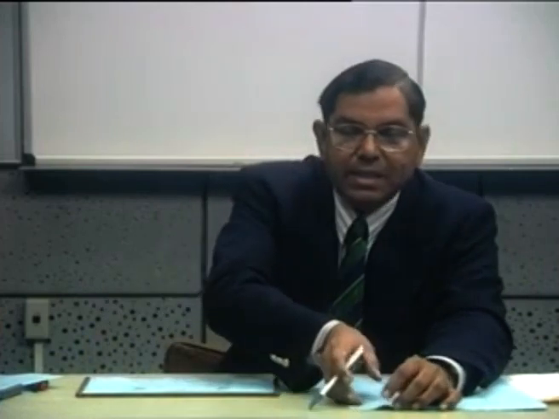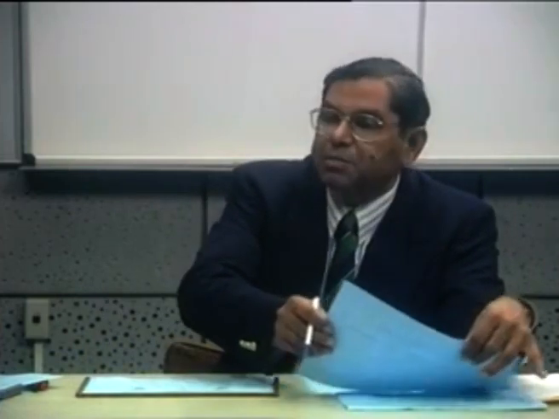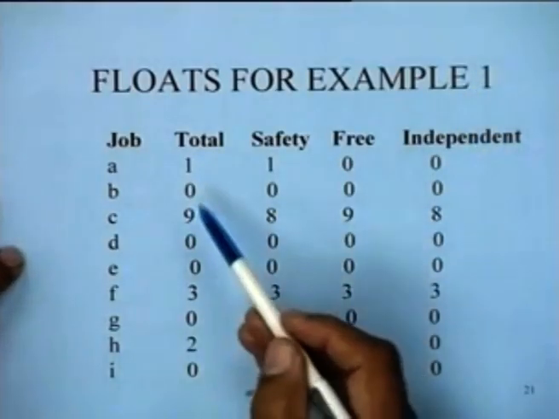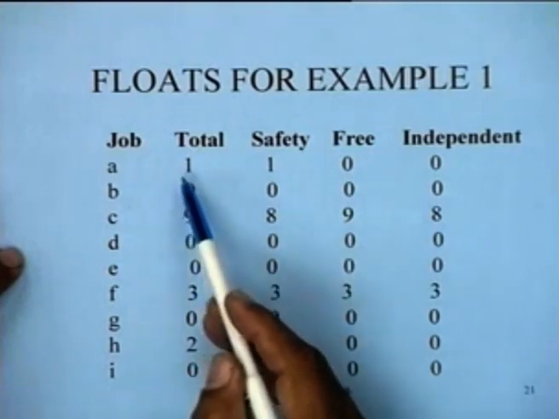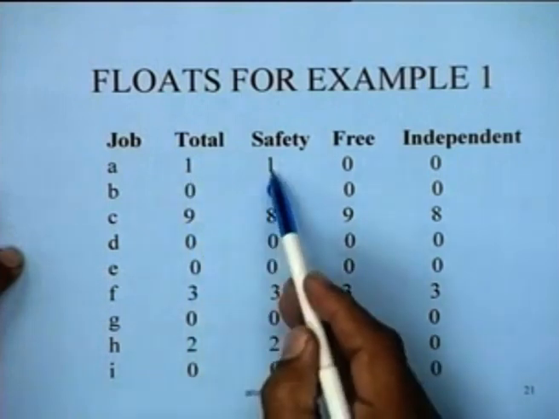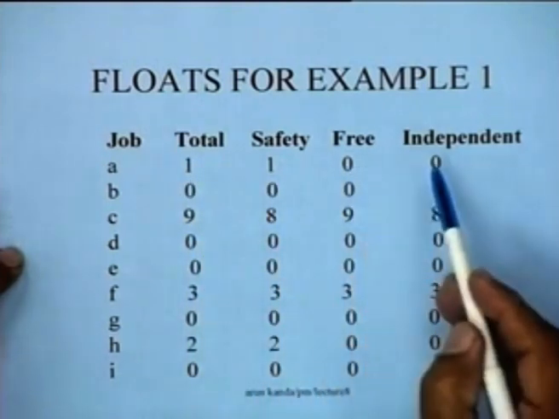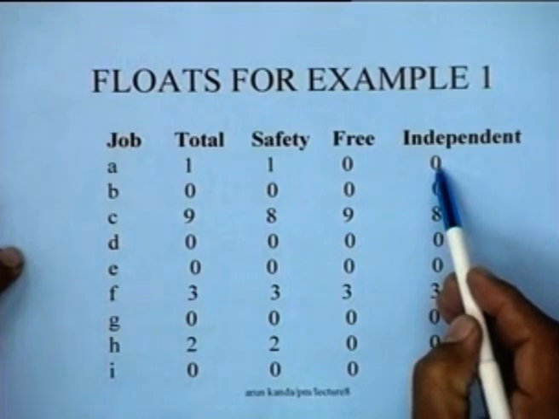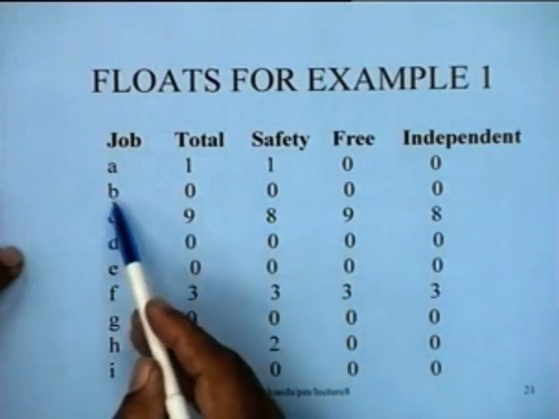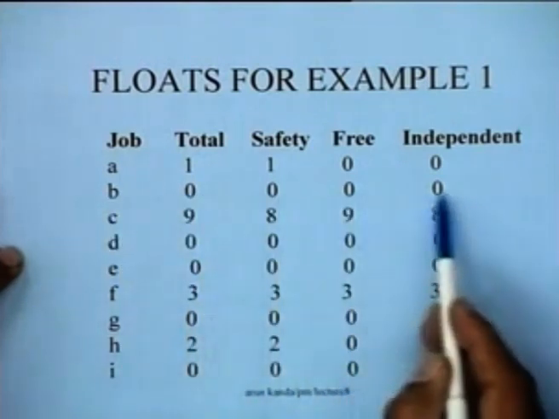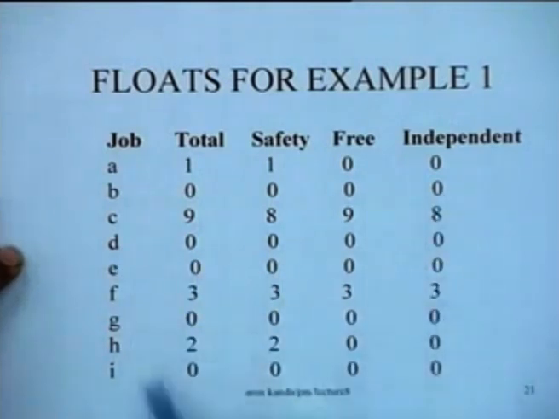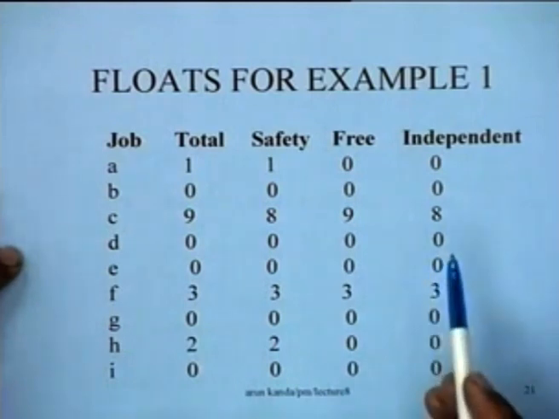For instance, if you take the example that we have done, for which we have already computed everything, the total float works out for job A as 1, safety float is 1, there is 0 free float and 0 independent float for the activity. Similarly, for activities which are critical, all the 4 floats are 0. So B is a critical activity, so is D, so is E, so is G, and so is I.